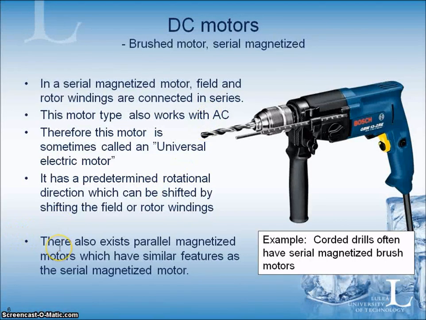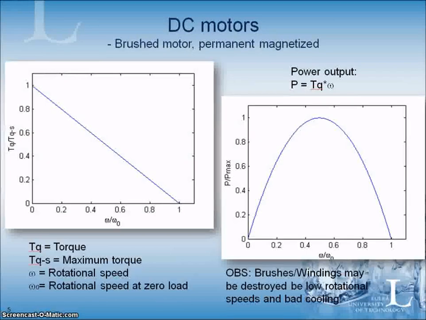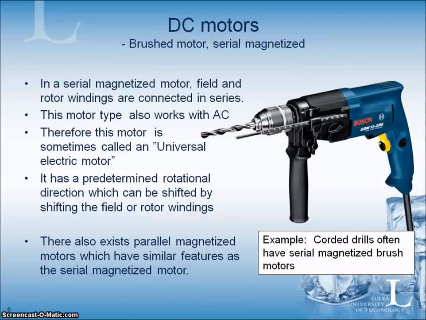And there also exist parallel magnetized motors which have similar features as the serial magnetized motor. As examples, many hand tools, simple equipment, and especially equipment where you need a high start torque. If you go back, you see it has the same behavior as here. So we have a high starting torque, which is of course very important, for instance, in this corded drill.